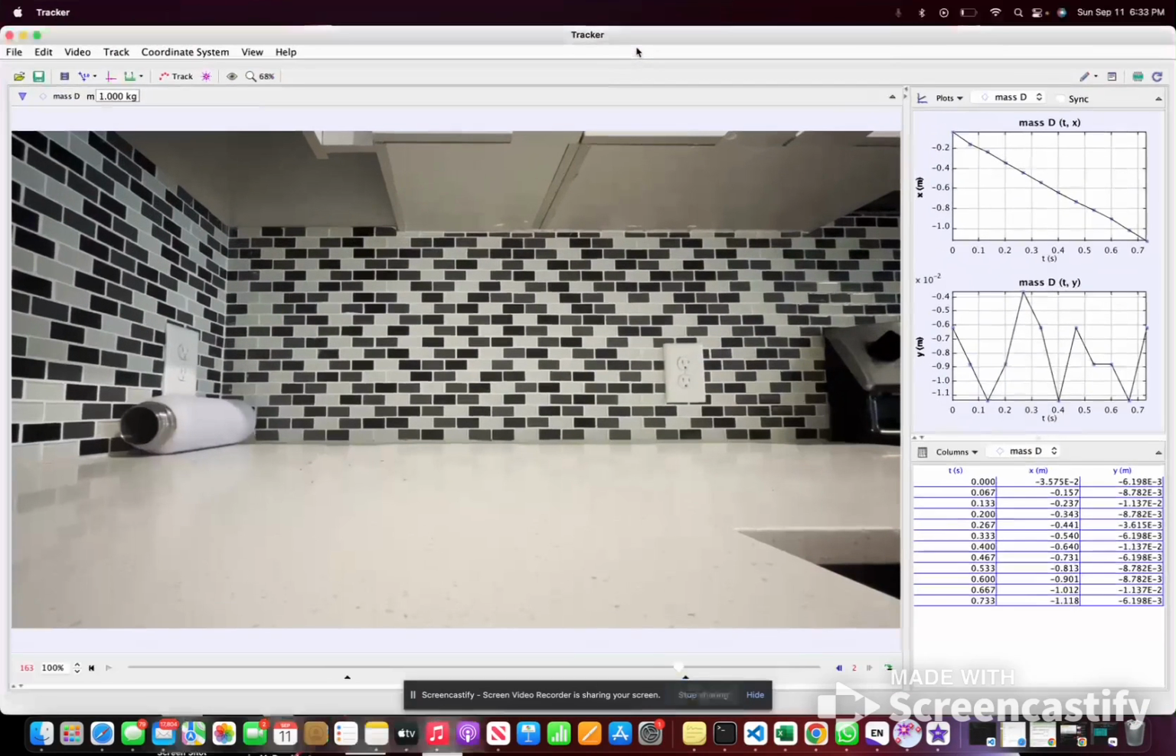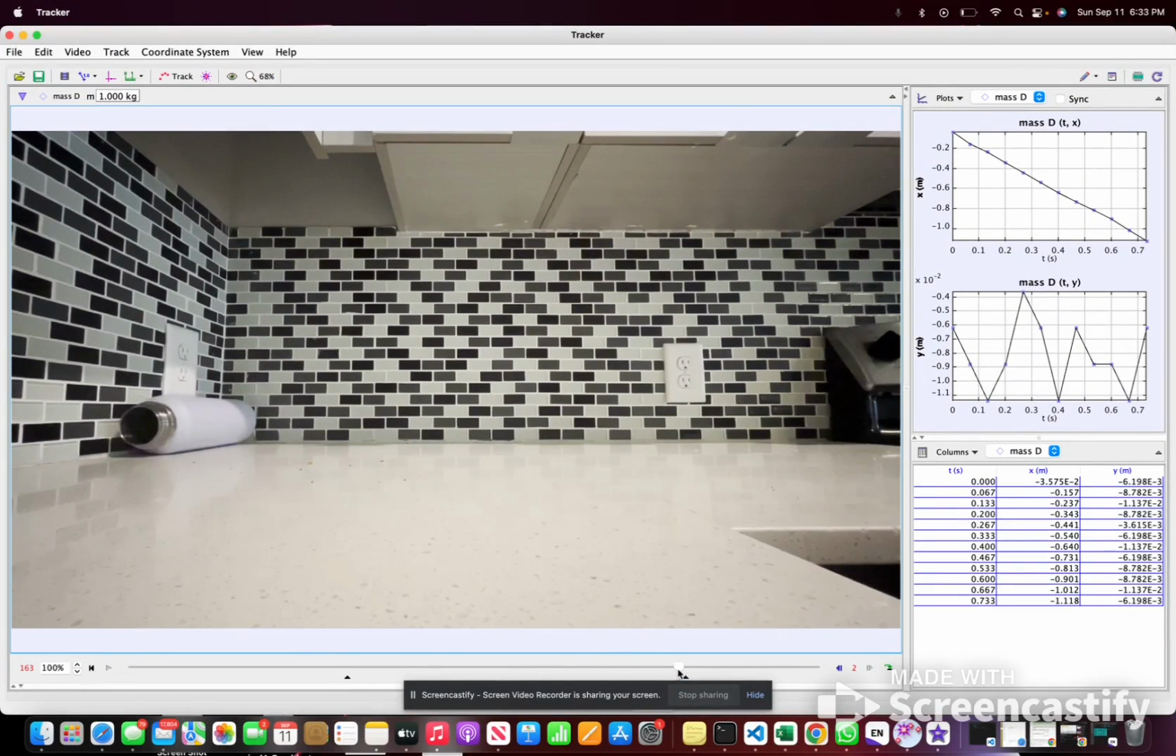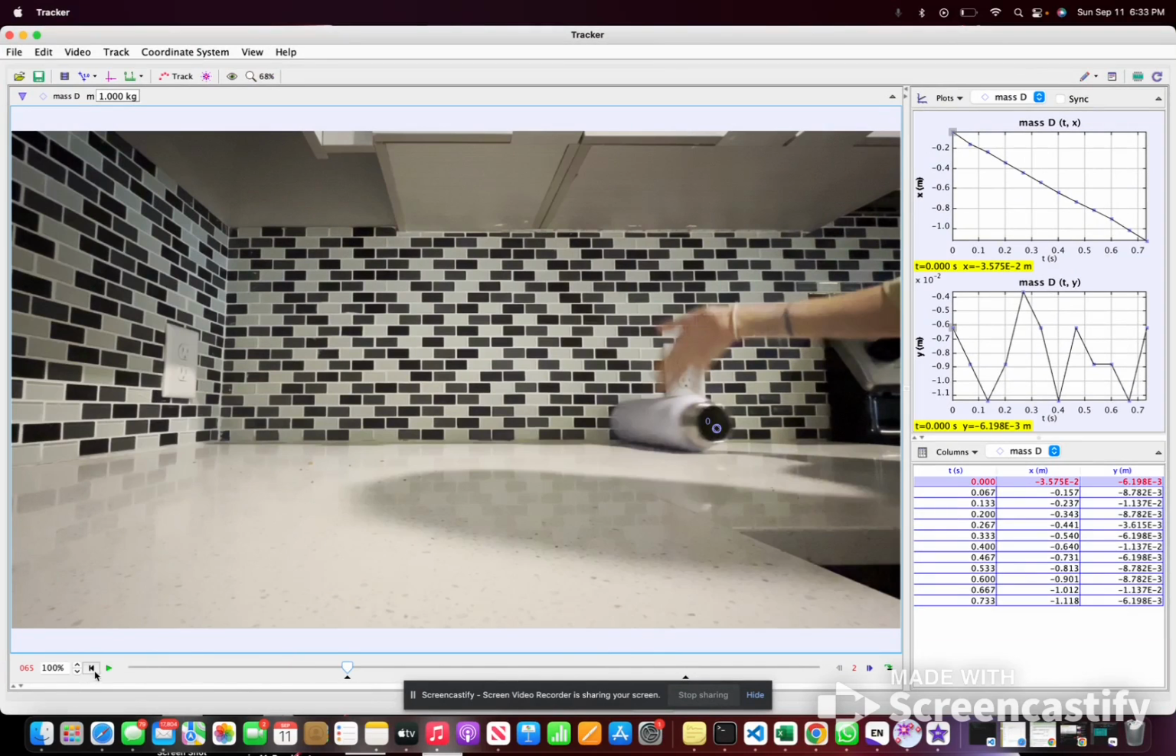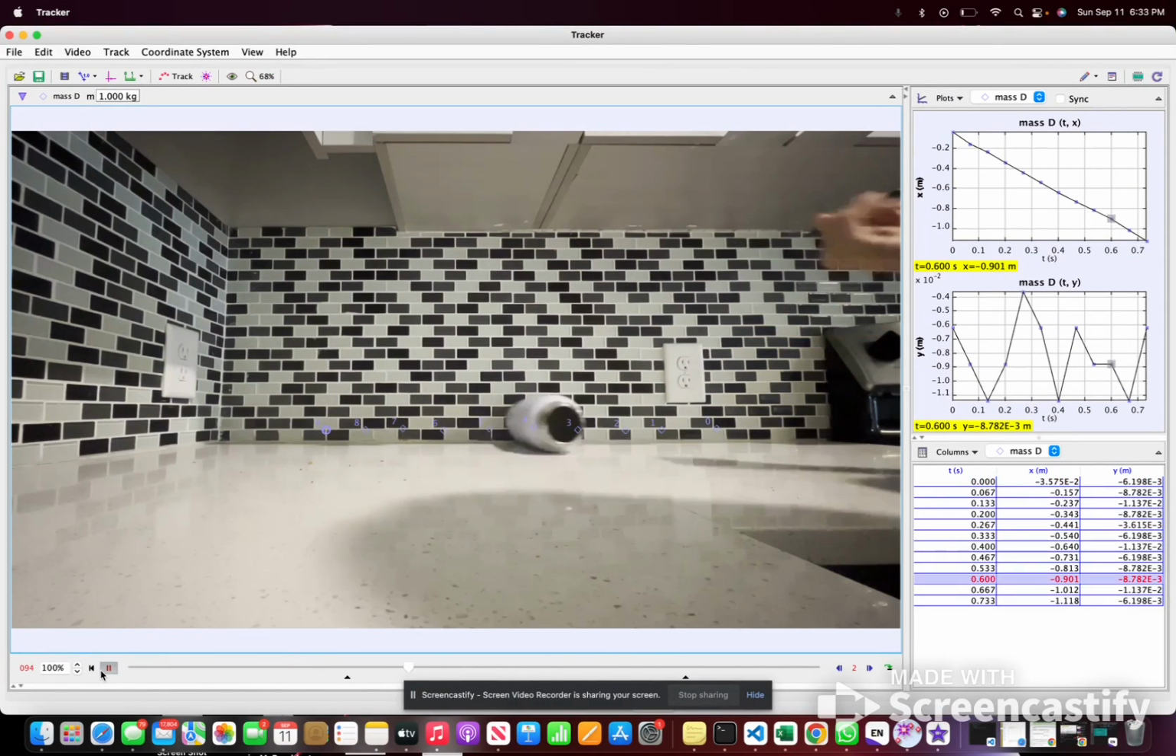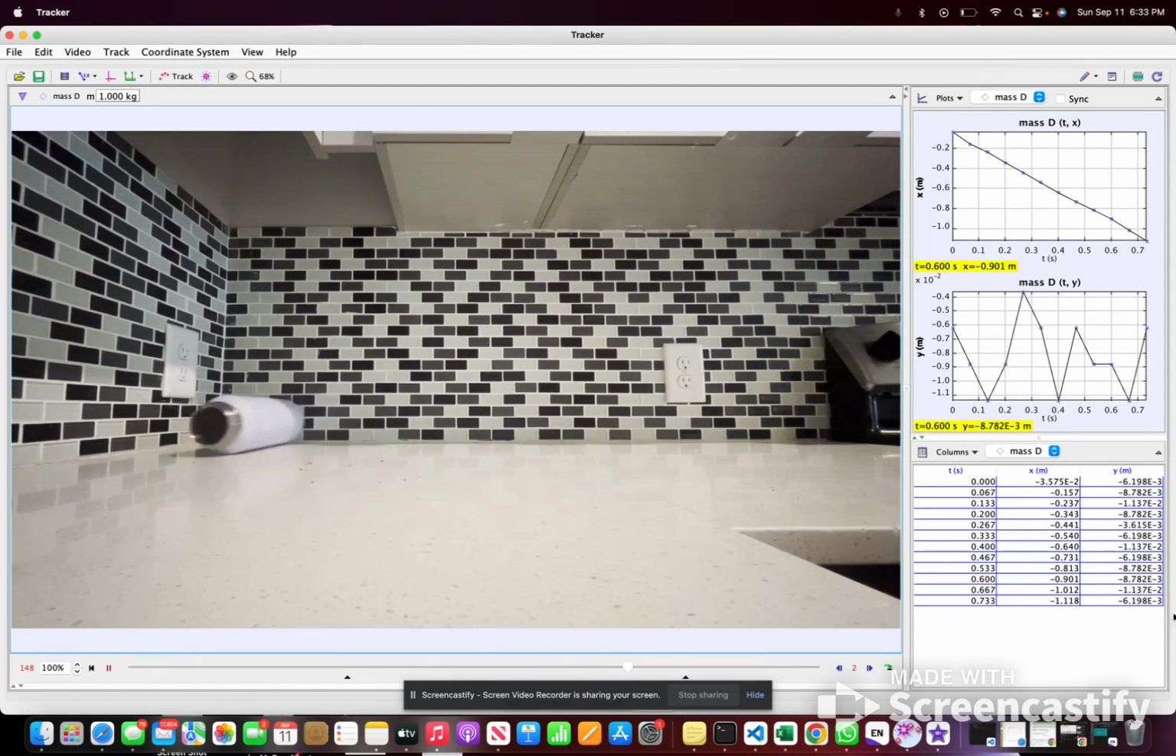This is my video. Here we can observe that the thermos moves at constant velocity and how the points were plotted. These are the points that are plotted, and up here we can observe the x-axis in regards to the time.